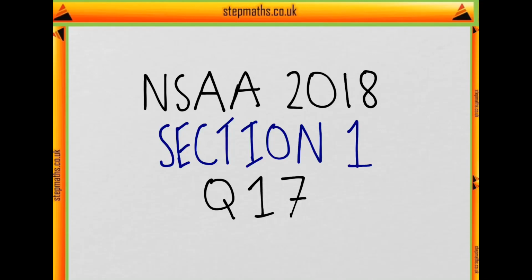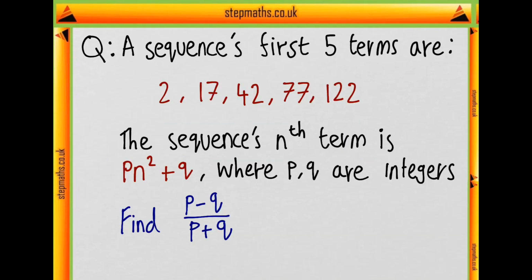This is question 17 from section 1 of the 2018 NSAA paper. In this question, we're given a sequence and told its first 5 terms are 2, 17, 42, 77 and 122. And we're additionally told the sequence's nth term is given by the formula Pn squared plus Q, where P and Q are integers. And we're asked to find P minus Q over P plus Q.